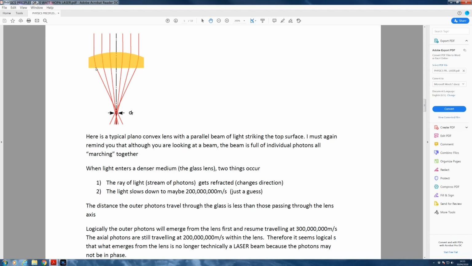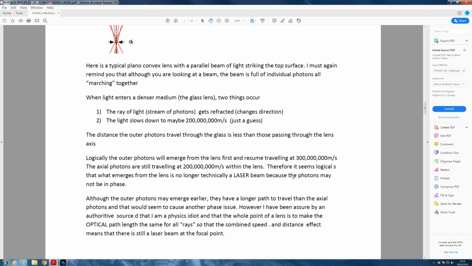But what I can understand is that although this ray here exits before this ray here, it has further to travel to get to the focal point. So although it resumes its journey sooner, it will get there later because it's got further to travel. And although this one exits later, it will get there sooner because it's got a shorter distance to travel. And the idiot part of it was, it wouldn't be a lens if they didn't all arrive at the same time. That's the whole point of a lens. Okay, so I didn't know that. So I've just described what that text says, but I'll leave it on the screen so you can pause and read it if you wish.